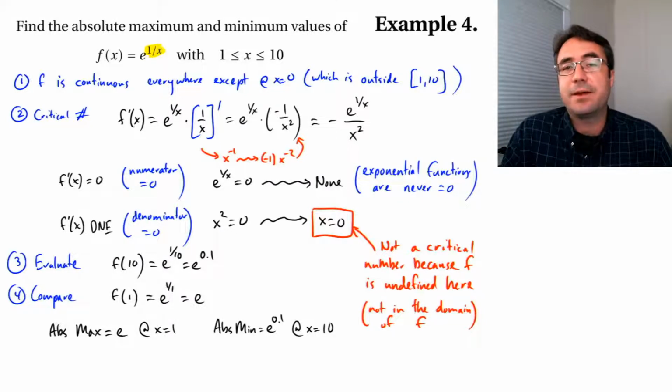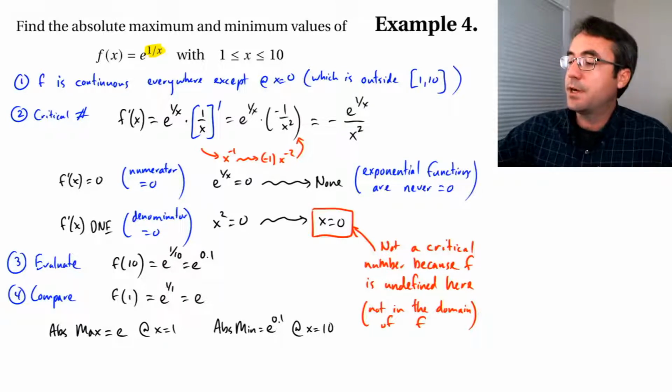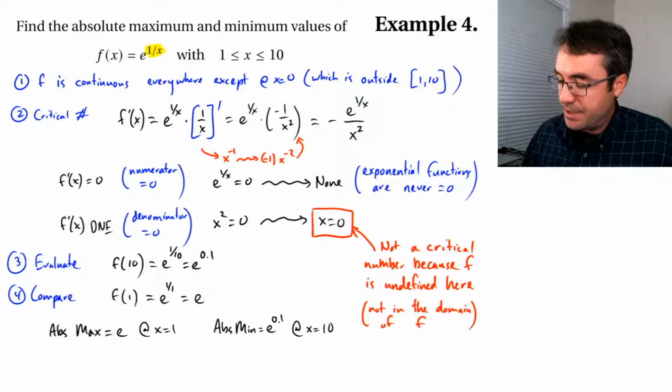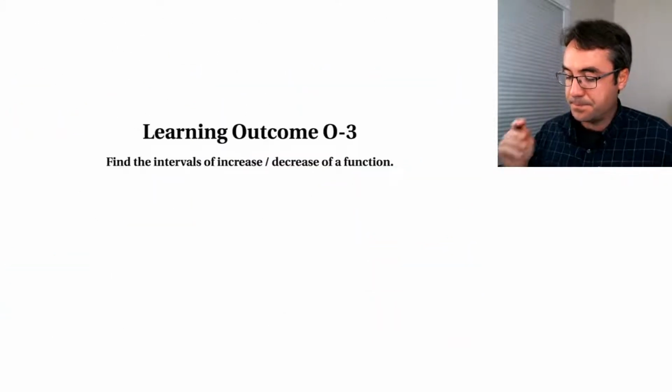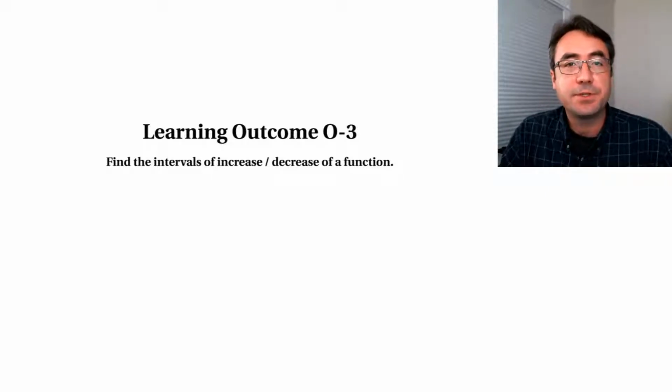We're going to use a lot of this in the upcoming sections, so a lot of these techniques and steps are going to feel very similar. So we'll stop there with the closed interval method for finding absolute maxes and mins for a continuous function on a closed interval. What we're going to talk about next is the intervals of increase and decrease. Our next outcome is 03, and this is where we just find the intervals of increase and decrease for a function.